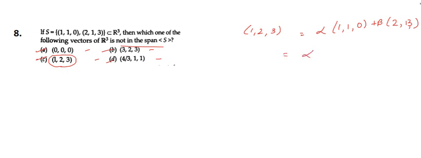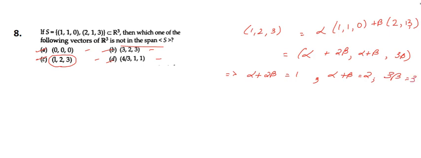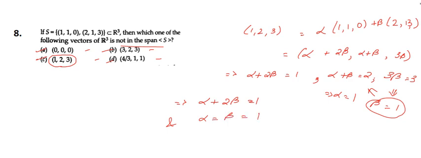So here we have (alpha plus 2 beta, alpha plus beta, 3 beta). So here we can say alpha plus 2 beta equal to 1, alpha plus beta equal to 2, 3 beta equal to 3. So from this we have beta equal to 1. Putting beta equal to 1 in this equation, we get alpha equal to 1. So here we have alpha plus 2 beta equal to 1 and alpha equal to beta equal to 1. So you can see that these two equations do not satisfy each other. Hence (1, 2, 3) is not in the span S. So our answer to this question will be (1, 2, 3), that is option number C.